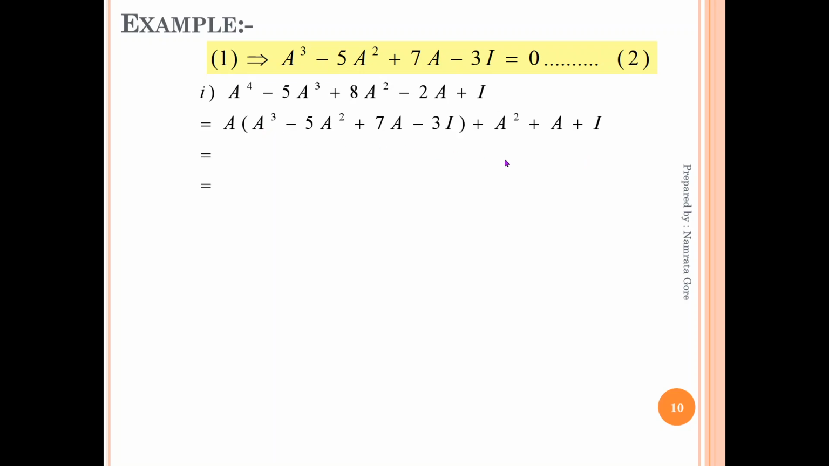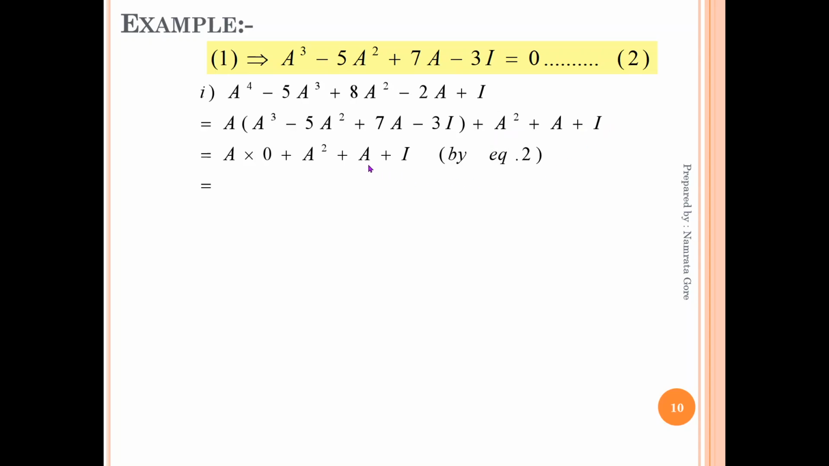So if we solve this expression, we will get A to the power 4 minus 5A cube plus 8A square minus 2A plus I. What we have done is we have taken A common and we have put in bracket this particular expression. So this is A into A cube, A to the power 4, minus 5A square into A, minus 5A cube. Here is the adjustment 7A square, and plus this A square is 8A square, minus 3A plus this A is minus 2A, and plus I is taken as it is. Now this term in the bracket by equation 2 is 0 and what is left is A square plus A plus I.